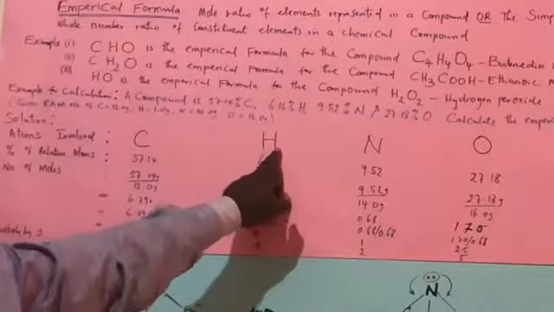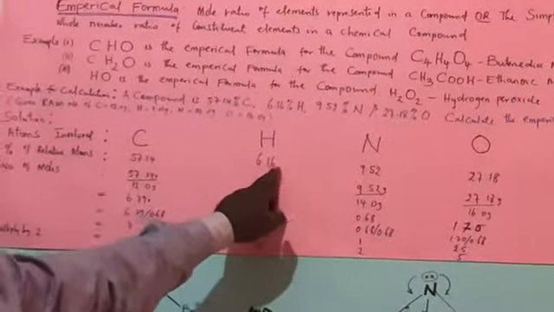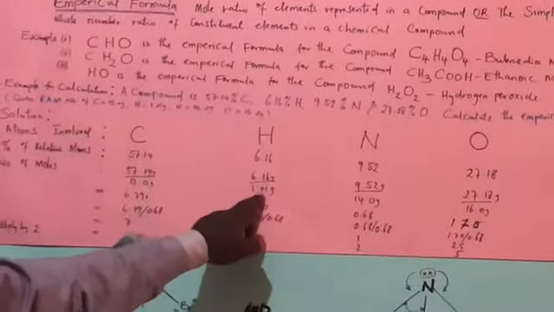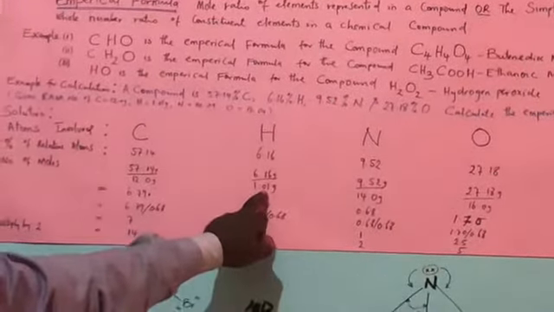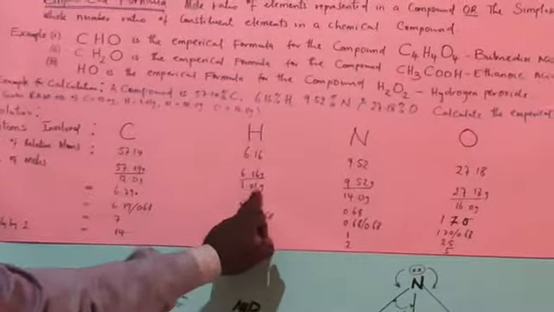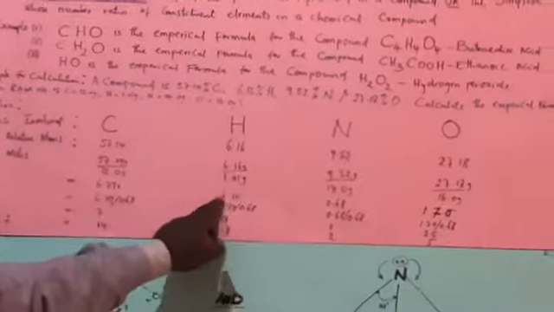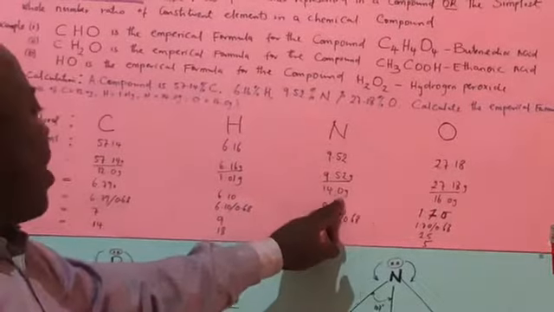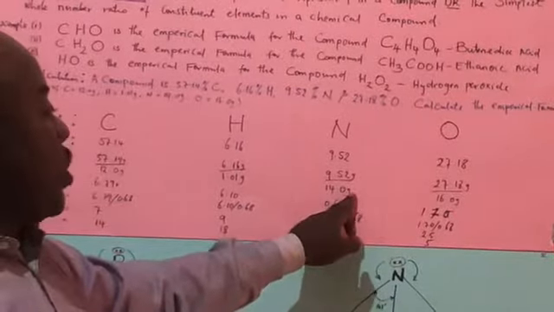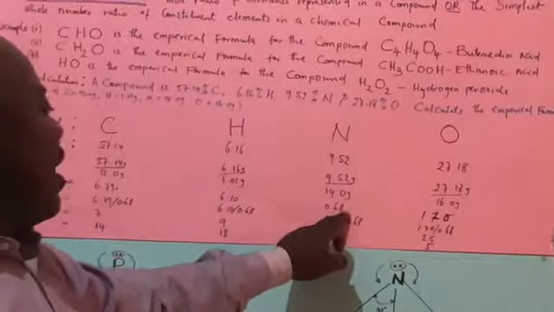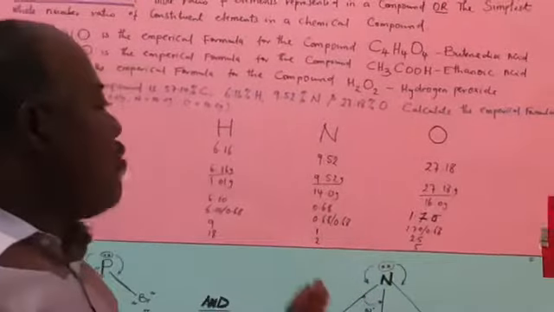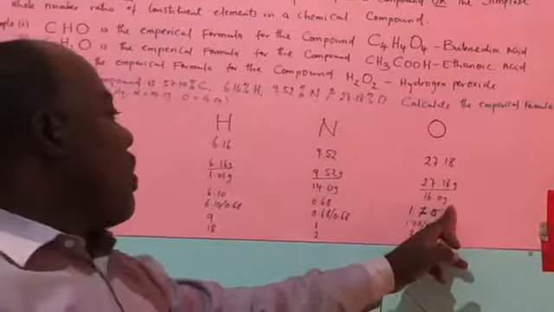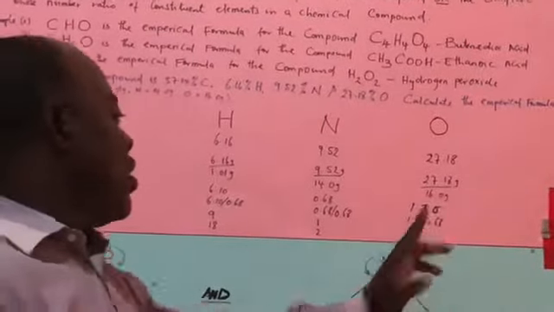Now, for hydrogen, assuming it is 6.16 gram, we have to divide it by the atomic mass, which is 1.01, which is 6.10. Nitrogen, we divide it by 14.0 gram, which is 0.68. Then, with oxygen, we have to divide it by 16.0 gram, which gives us 1.70.